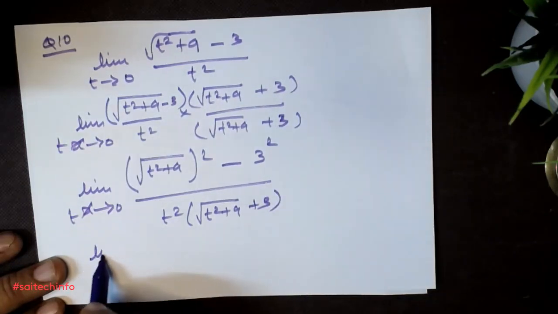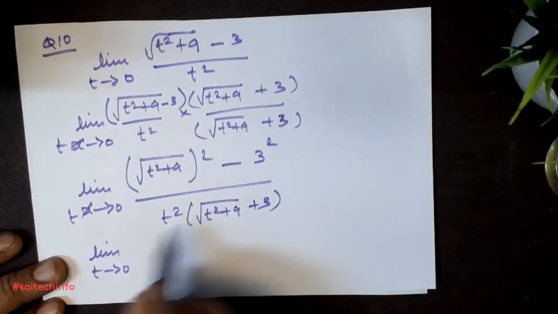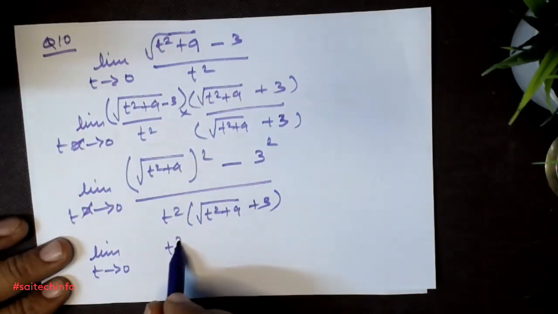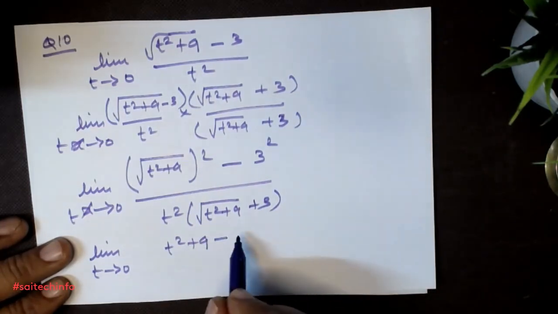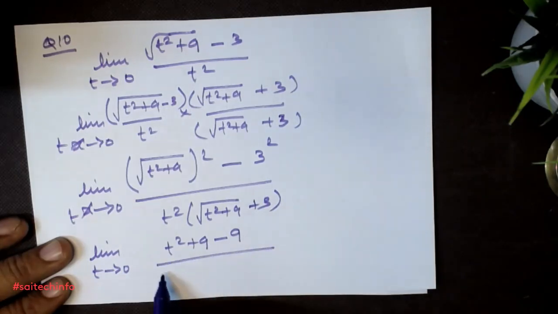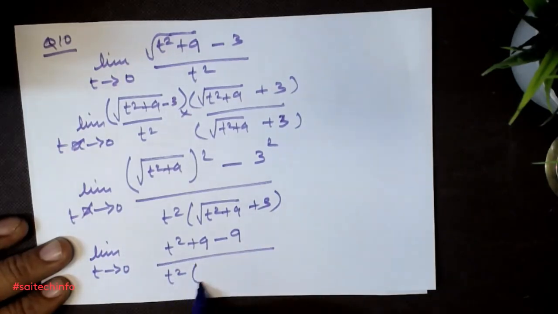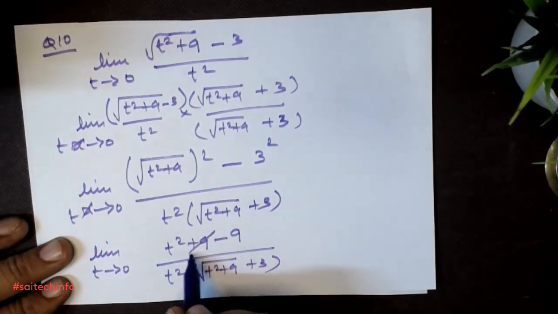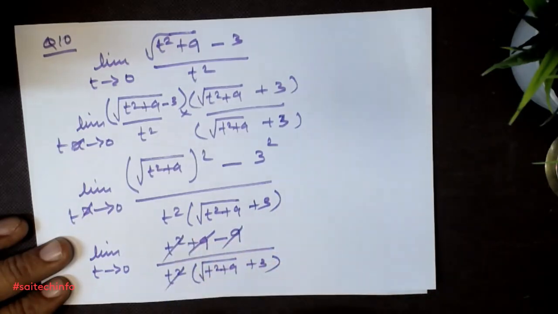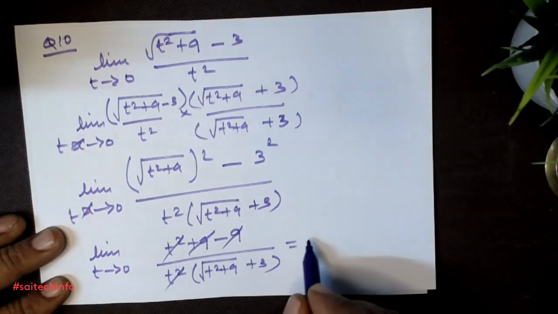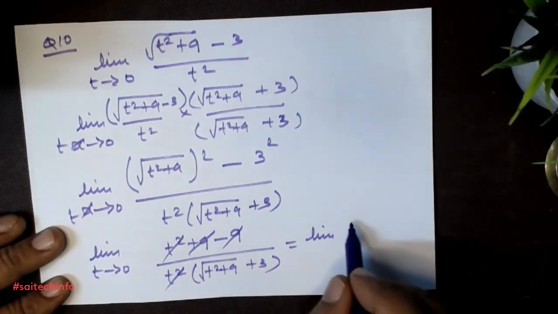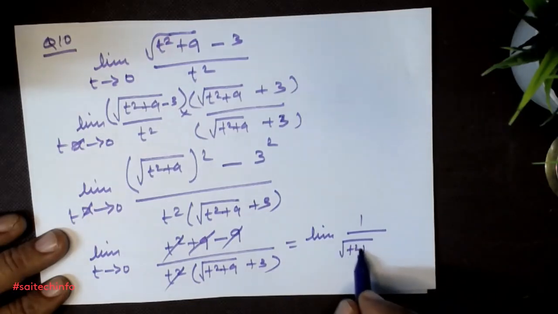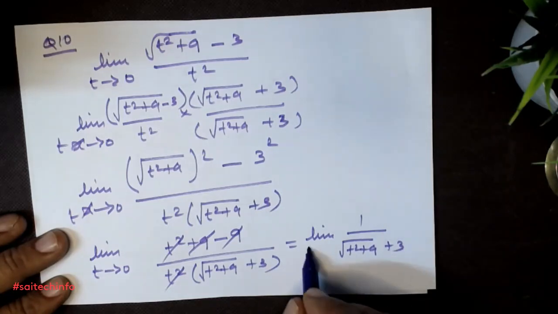So limit t approaches 0, and what about this whole square? The root is removed, so t squared plus 9 minus 9 whole divided by t squared into square root of t squared plus 9 plus 3. So plus 9 minus 9 cancel, t squared can be cancelled. Therefore limit t tends to 0, 1 divided by root of t squared plus 9 plus 3.